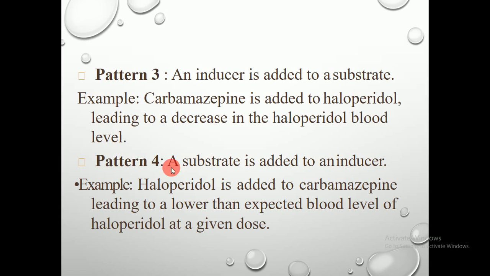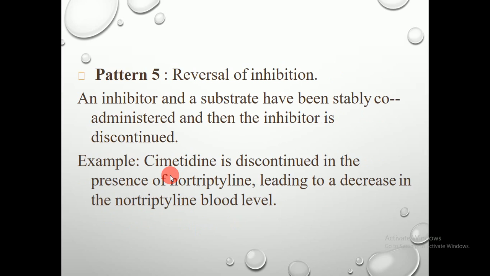In pattern 4, a substrate is added to the inducer. In pattern 3, the inducer is added to the substrate, while in pattern 4, the substrate is added to the inducer. For example, when haloperidol is added to carbamazepine, it will lead to a lower than expected blood level of haloperidol at a given dose. So this is pattern 4.